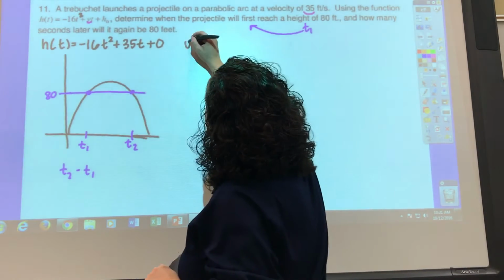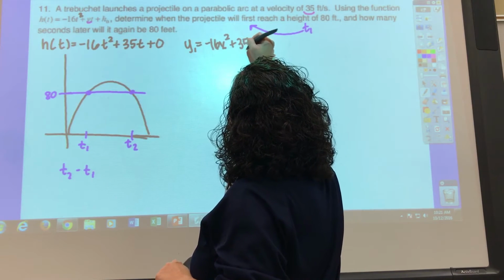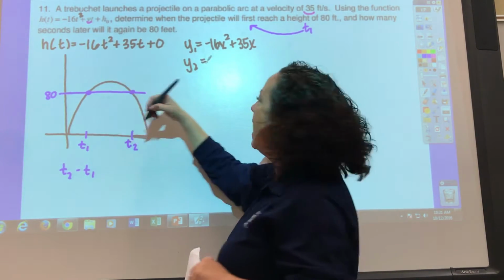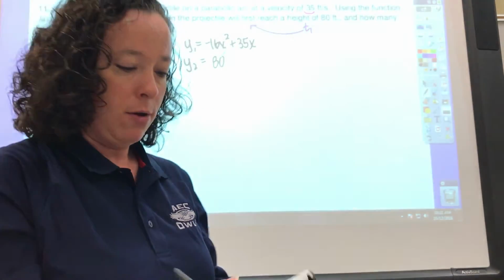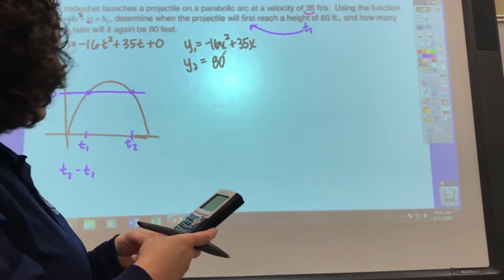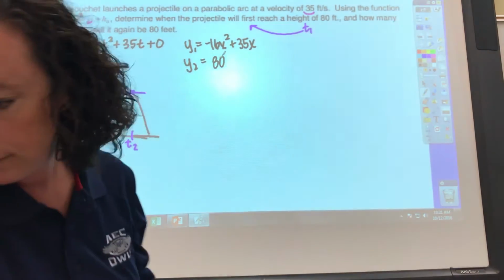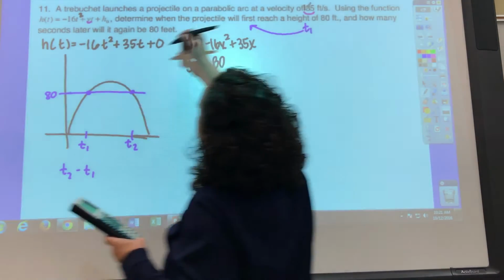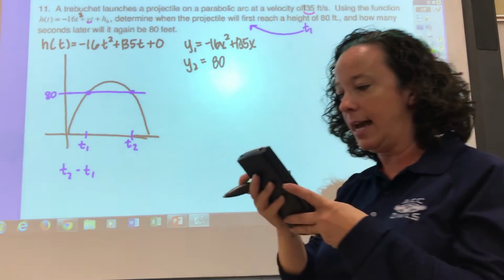In y1, we will put negative 16x squared plus 35x. In y2, what will we put? What height do we desire to know about? 80. So let's do it. So we go to y equals, we clear out whatever's in there. We type negative 16x squared plus 35x. Oh, remember this was a typo. This is supposed to be 135 right here. So 135, 135. Let me go ahead and fix that.